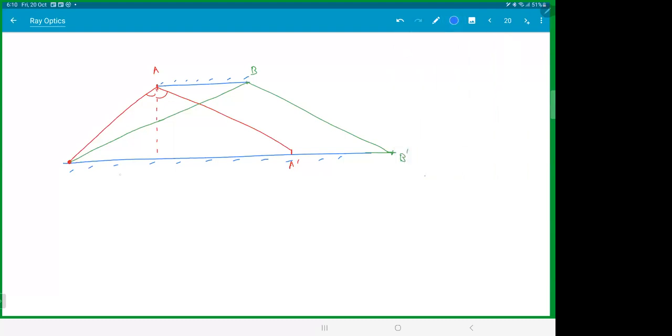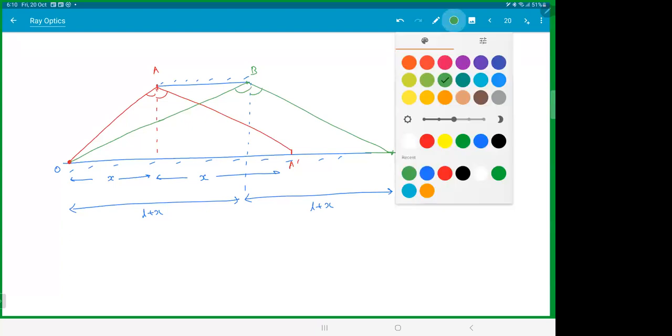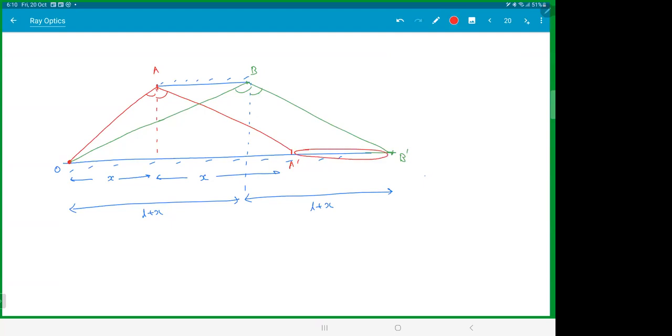Now let this distance be X, which is changing. Then this also will be X. And if you look at the green one, let's call this point O. So this would be L plus X. Then this also will be L plus X, because these two angles are equal. Making sense? Then this is your light spot here.